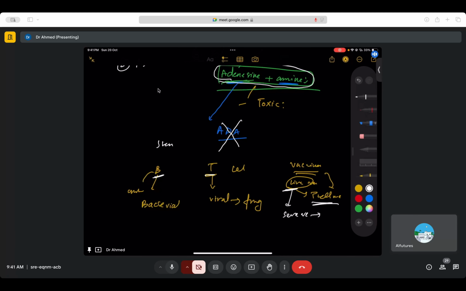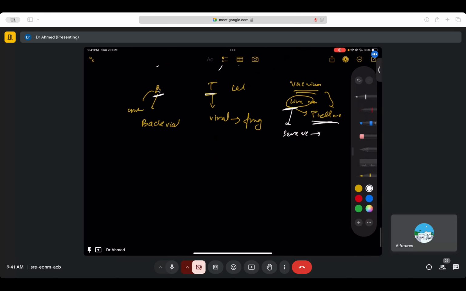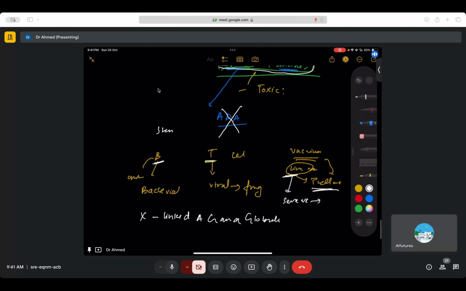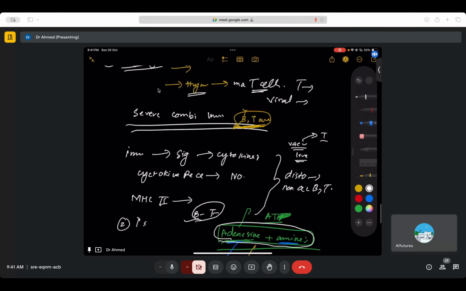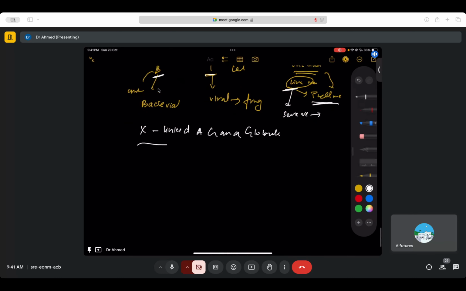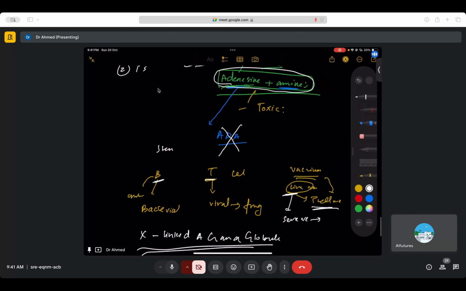Okay. So the second condition which we will be discussing is X-linked agammaglobulinemia. I'm trying to make these pathologies quite simple, so that's why I'm using some layman terms here.